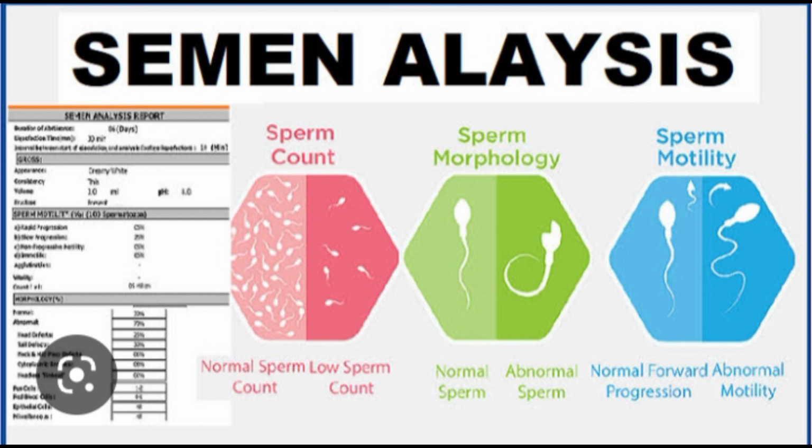abstinence for 4 to 5 days. The time of emission should be recorded. Physical properties. Measure volume in a small graduated cylinder. The amount varies from a few drops to 10 ml. Samples less than 1.5 ml are considered below normal.